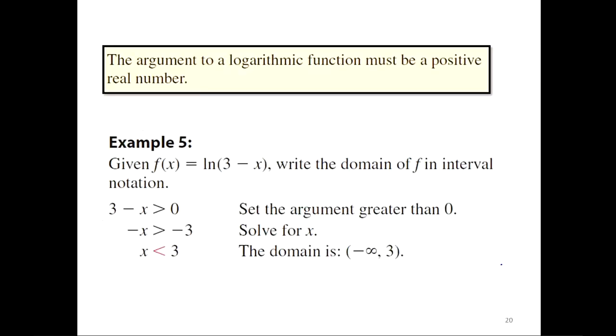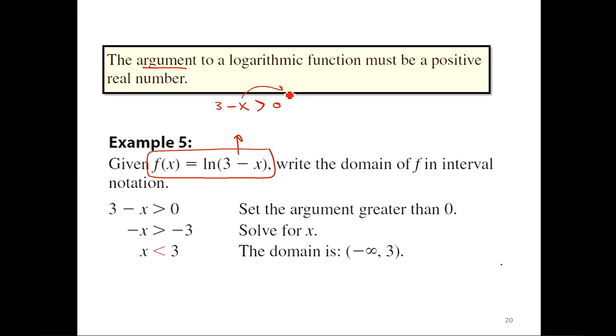Now, if the argument must be positive, this is the fact when using the logarithm. We need to find the domain of ln(3 minus x). The domain: 3 minus x must be positive, greater than 0, because 3 minus x is inside the logarithm. Any value inside the logarithm must be positive, so 3 minus x must be greater than 0.